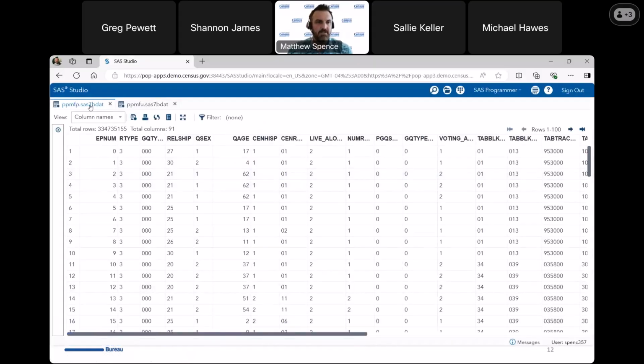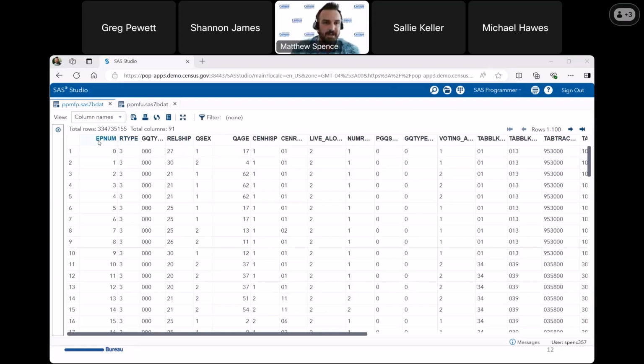So right now, I'm going to show you what these data look like. I've gone ahead and used SAS, a statistical processing software, to open up these comma-separated value, these CSV files, and I've converted them to SAS just so that we can look at them. You can see here there are 334,735,155 rows for the person file. I just called it PPMFP. I named it myself; that's not what it's named in the official file.